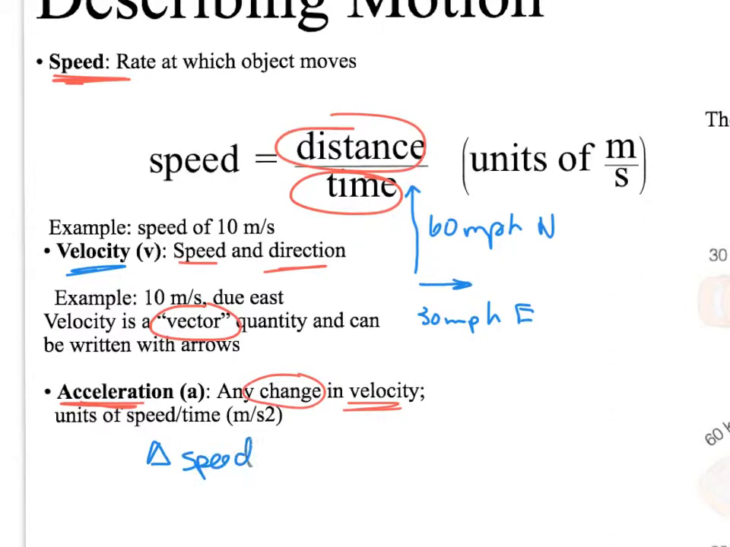Like if you hit the accelerator on your car and you're going straight, you go from at rest, 0 miles per hour, to 20 miles per hour. You have accelerated from 0 to 20. That is your change in speed. Or, since acceleration is a change in velocity, and velocity has a direction component, if you change your direction, you are also accelerating. Change in direction is a form of acceleration.